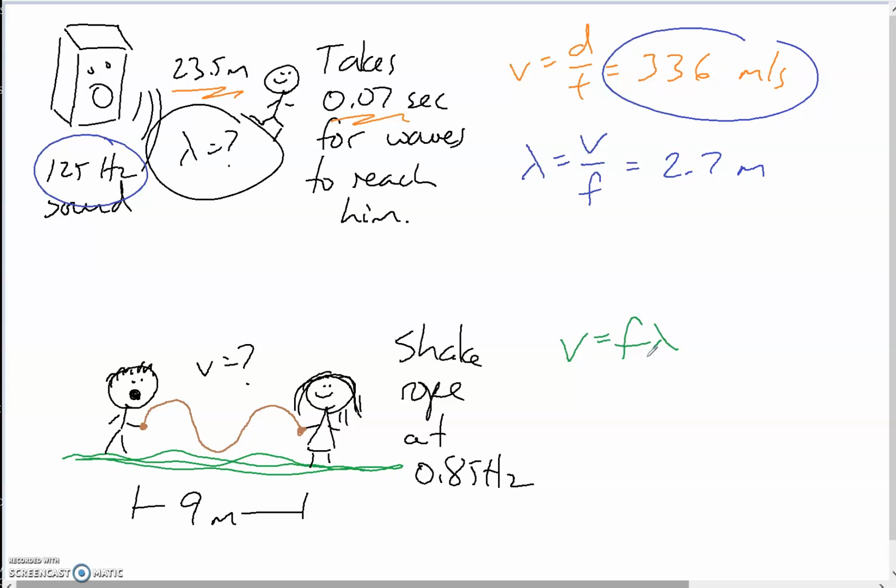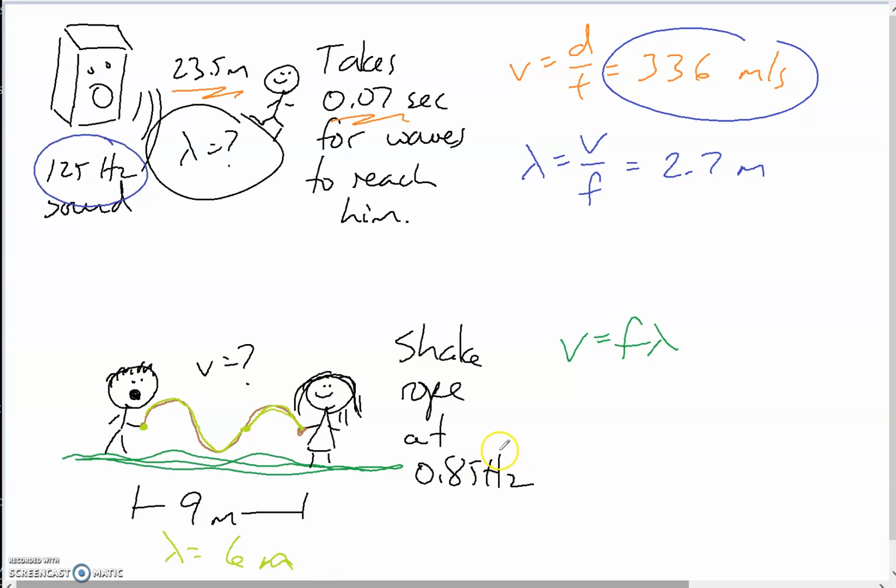That's not 9 meters. If I start here, this would be one wave, one complete cycle, and then I've got half a wave. So that's actually 1.5 waves. So if I divide the 9 by 1.5, I can see that my wavelength is actually 6 meters. Okay, so I've got a 6 meter wavelength in there.